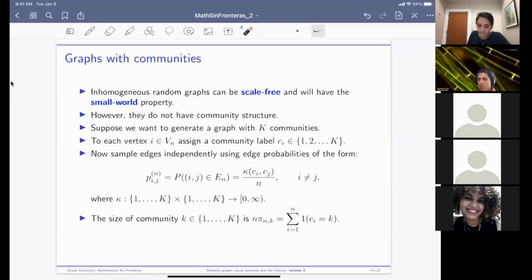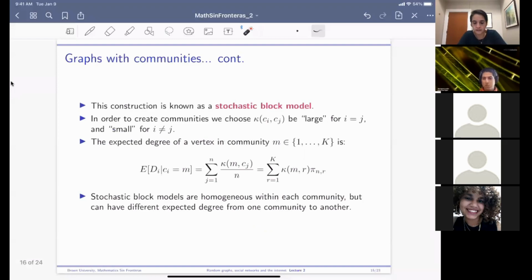In general, since I have n vertices, I'm going to separate those n vertices into K communities. Specifically, the size of community K is going to be the number of elements that have label K for their community belonging. This is going to converge to a constant in the large graph limit. This model is called a stochastic block model.